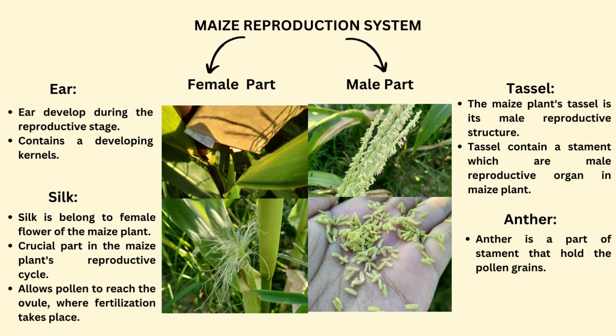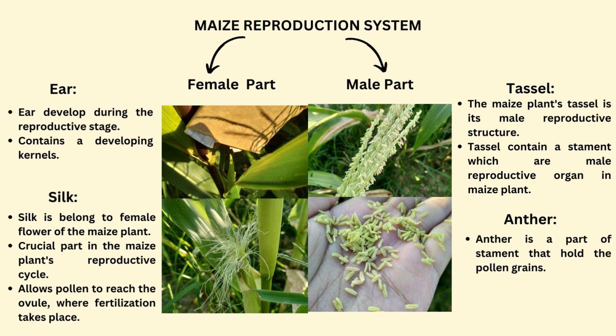Next, silk belongs to the female flower of the maize plant. It is a crucial part in the maize plant reproductive cycle because it is responsible for receiving the pollen from the tassel. Hence, it also allows the pollen to reach the ovule where fertilization takes place.